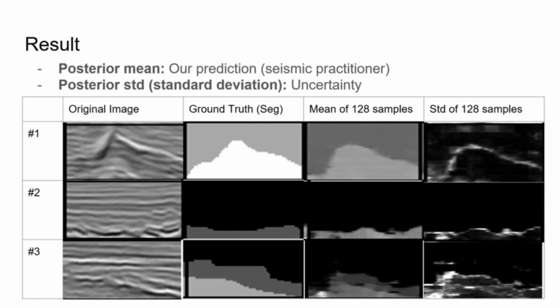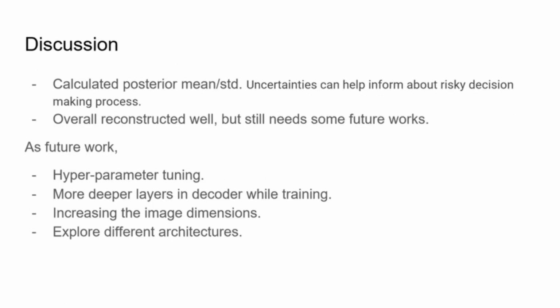And the third example shows that our predictions are still not reconstructing well in complex images with more than 3 classes, and the uncertainty is also high where the model struggles. We calculated our posterior mean and standard deviation, and our standard deviation, which is the uncertainty, can help inform risky decision-making processes.